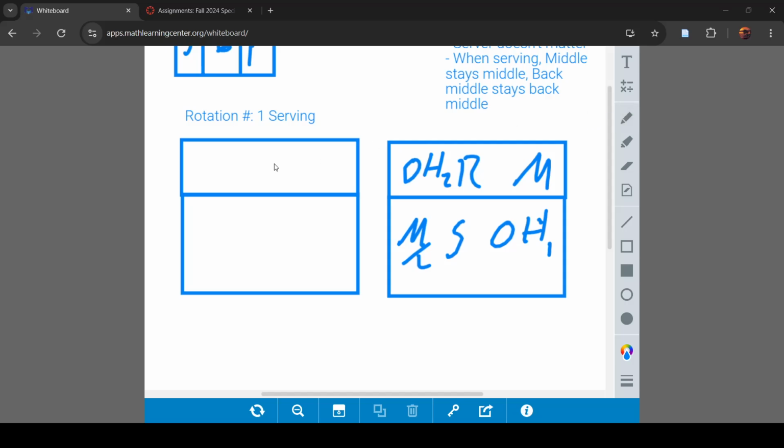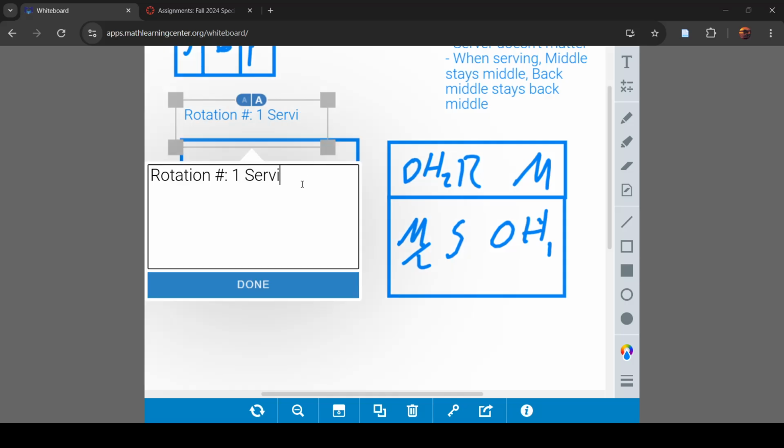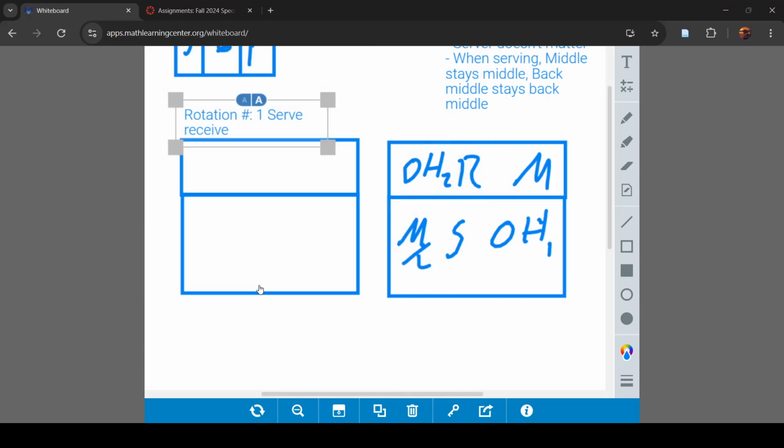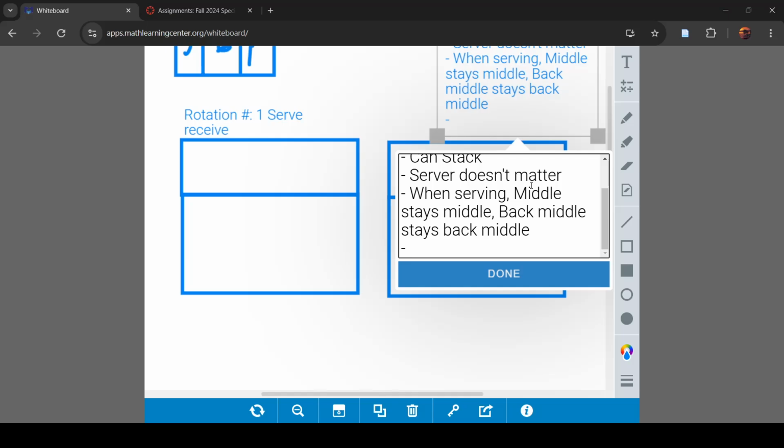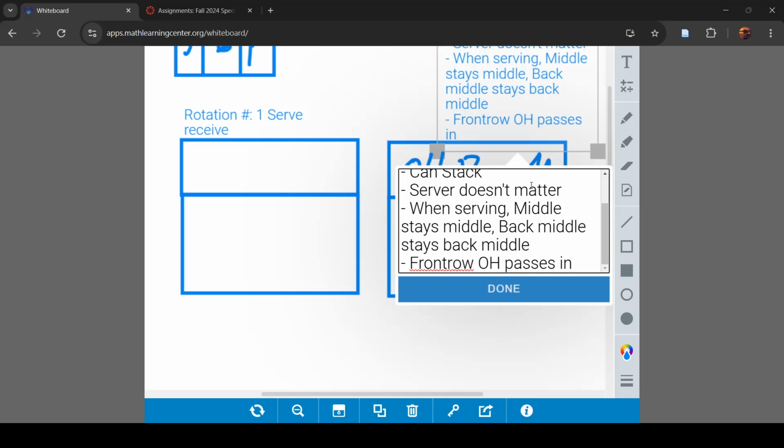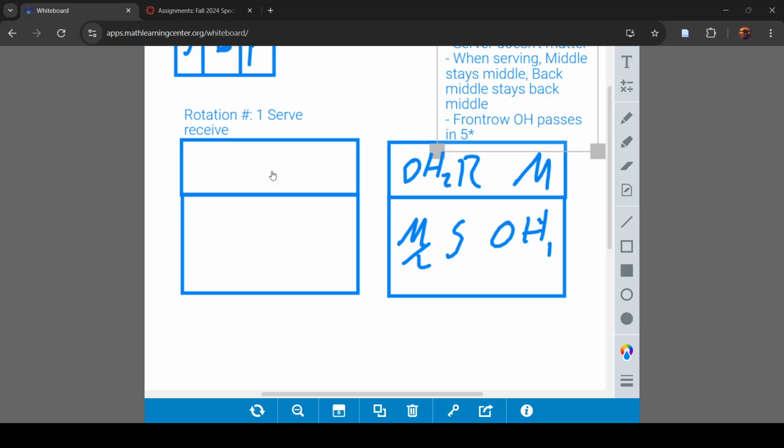Let's go into serve receive. Now for serve receive, as a general rule, this is the next thing I'm going to add to this text box. Front row OH passes in 5. Asterisk, because in rotation 1, that's not true. Every other rotation, that's correct.